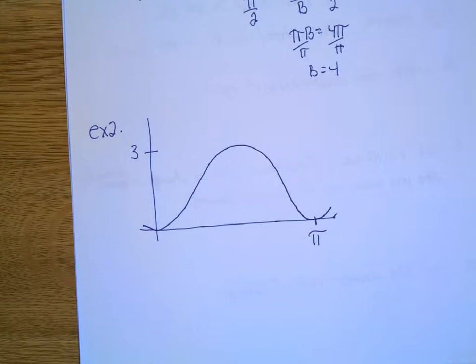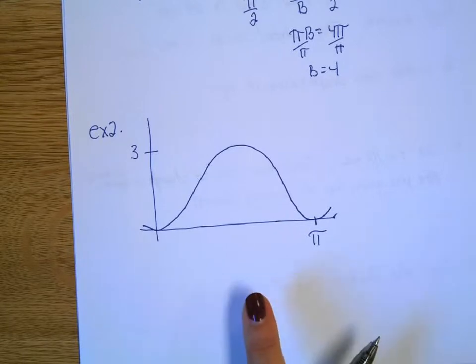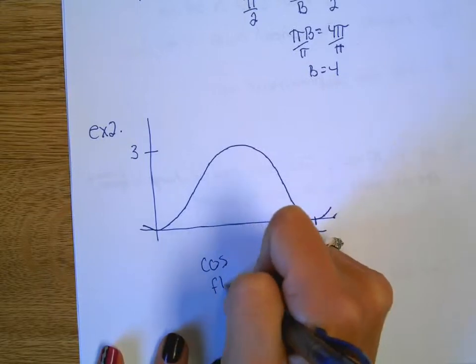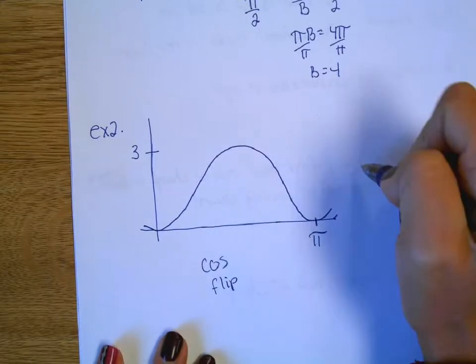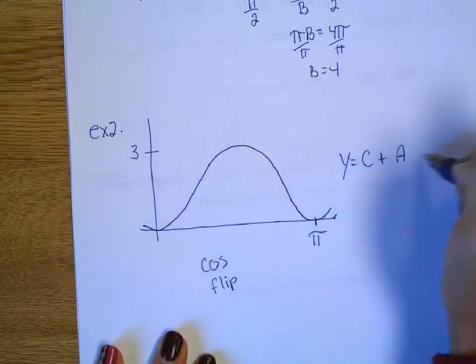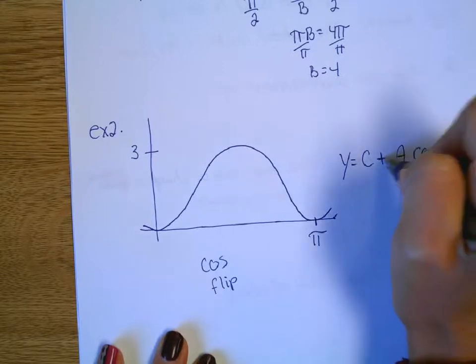All right, tell me what you know about this graph before we start digging into A, B, and C. What kind of function is it? Cosine. What else do you know about it? It's negative cosine. It's flipped over. Do you agree this is a cosine with a flip? So we'll go there. Cosine with a flip. All right. So it's y equals c plus a cosine b x. Actually, I could have put in a minus there, couldn't I?